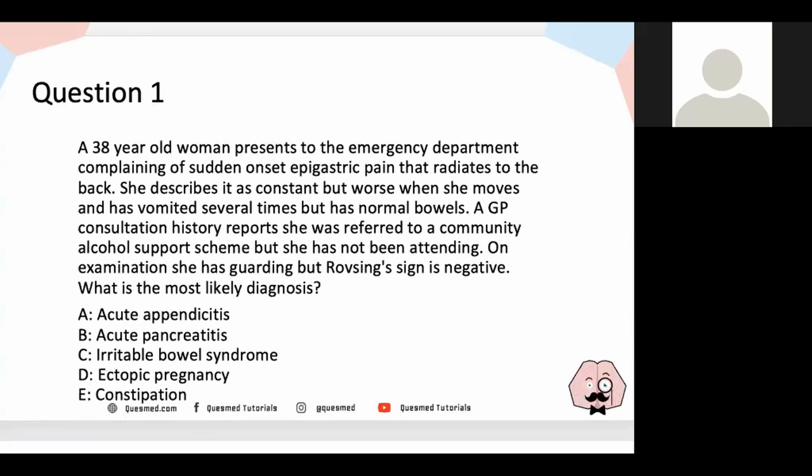Good, so almost everybody got this correct. The correct answer is acute pancreatitis, and these patients classically present with epigastric pain that radiates around the back, and they usually vomit and feel quite unwell. The most common causes of pancreatitis are gallstone disease and alcohol excess. Your basic tests for any patient with a history suspicious of pancreatitis would include a full set of bloods, including an amylase, and you're looking for an amylase greater than 3 times the upper limit of normal.